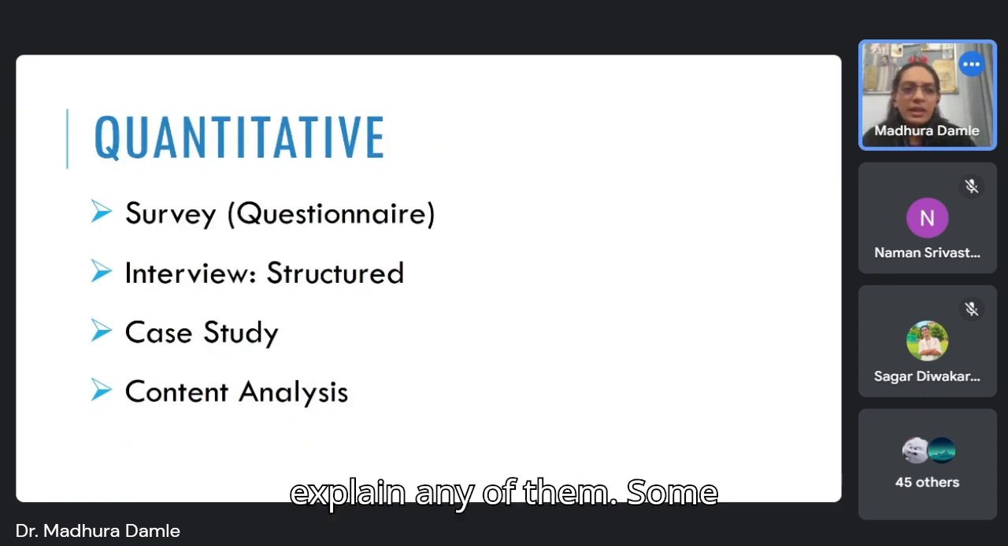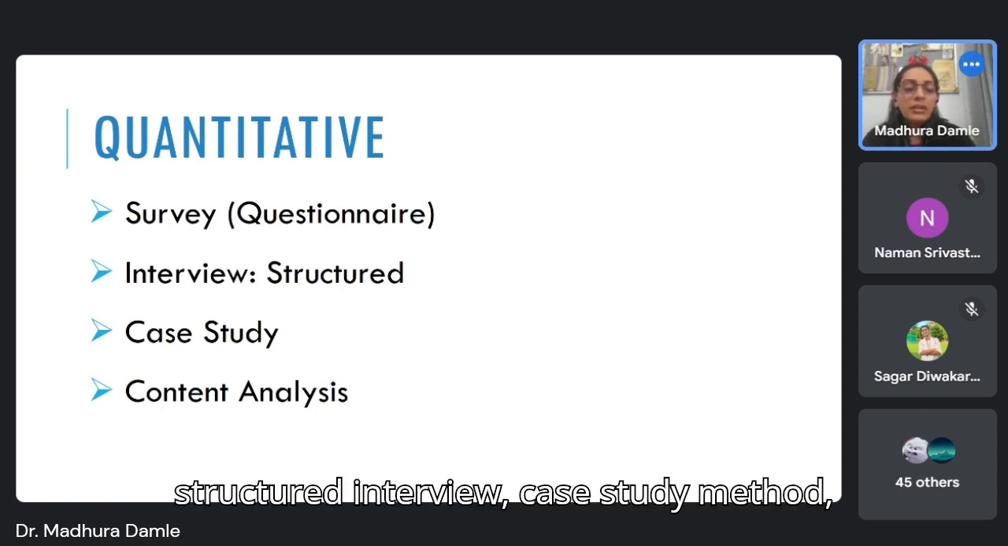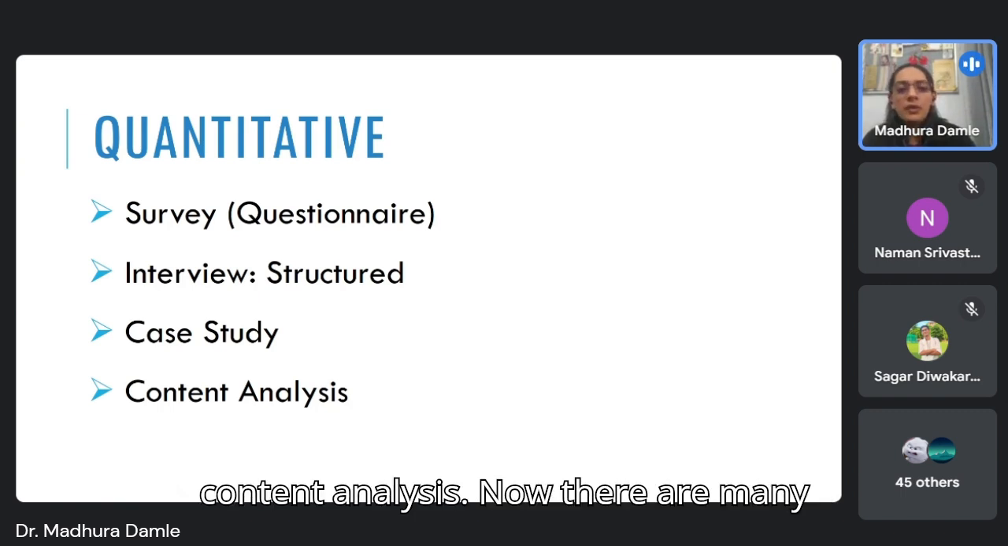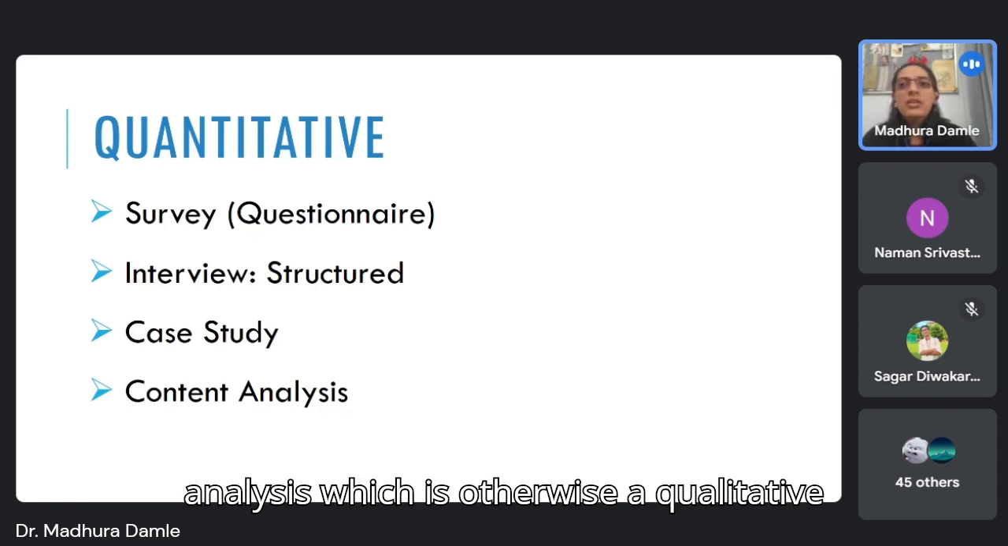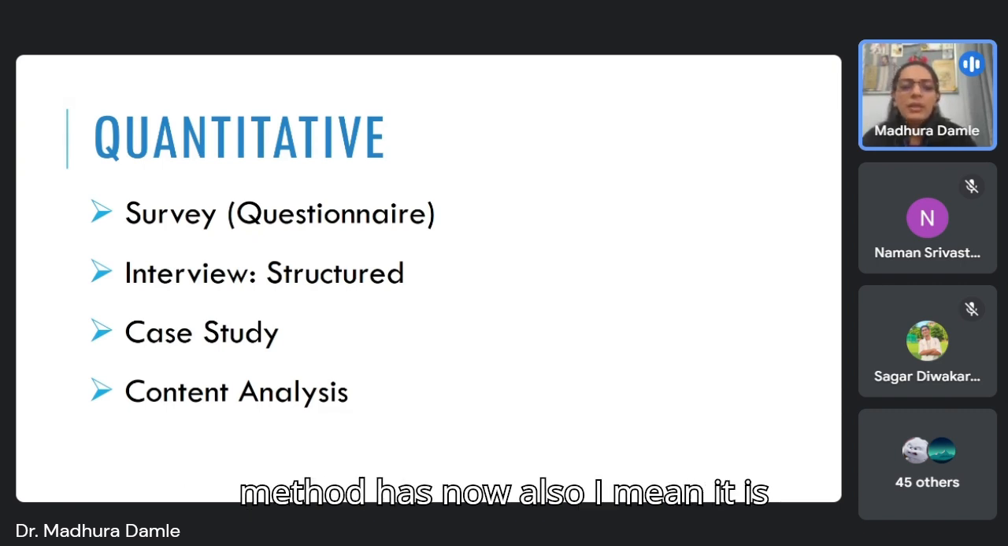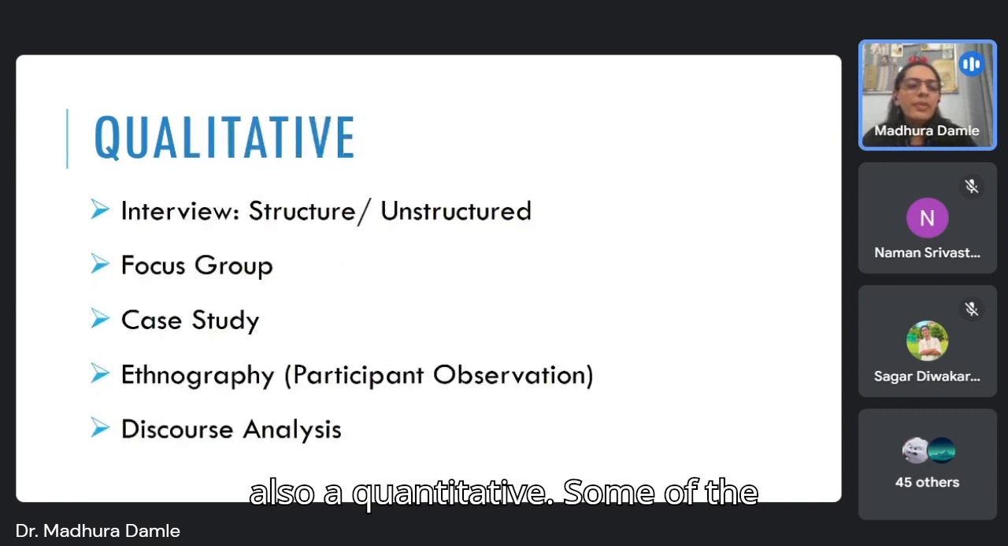I'm just going to give you examples of some research methods. I'm not going to explain any of them. Some of the quantitative methods are questionnaire or survey method, structured interview, case study method, content analysis. Now there are many softwares which do quantitative analysis of content. So content analysis, which is otherwise a qualitative method, is now also quantitative.